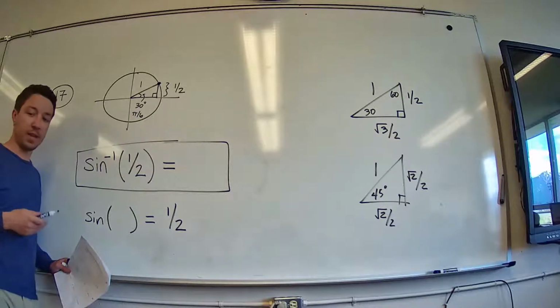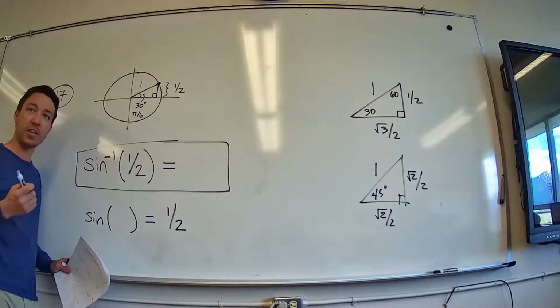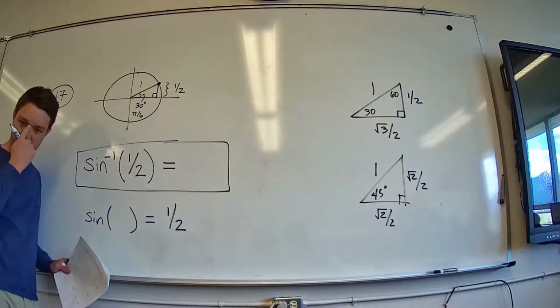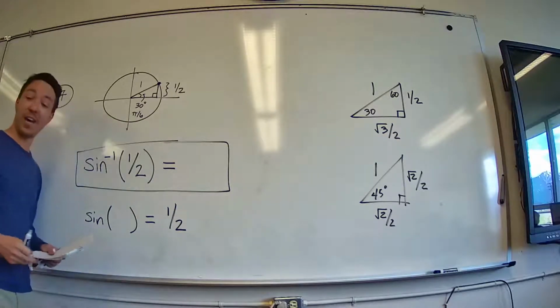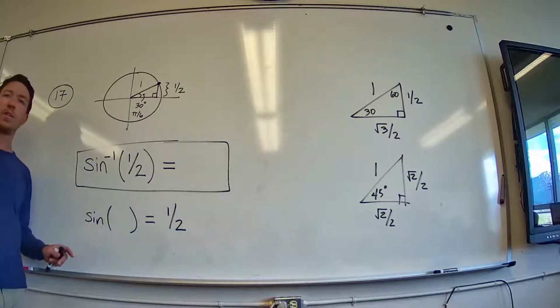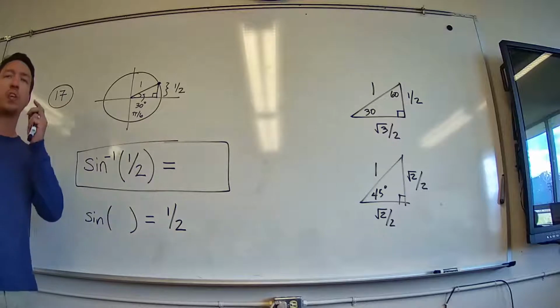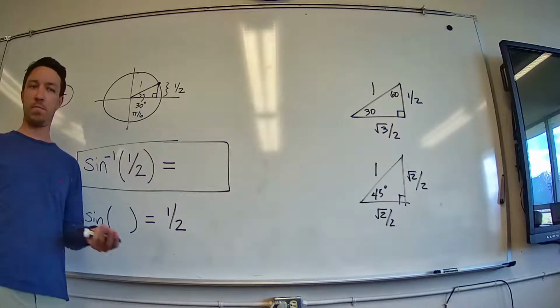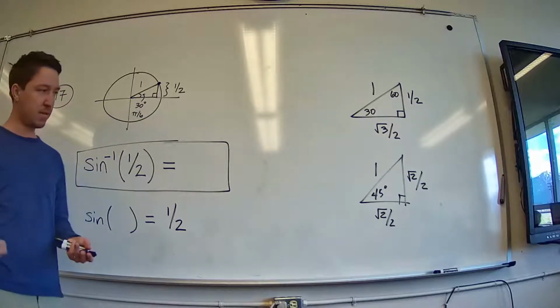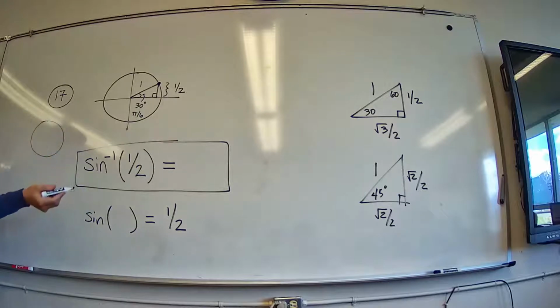Mm-hmm. Now, is anyone going to hit us with Mr. Actually? Well, I asked a question earlier, which was, what angle has a sine of 1/2? And Mr. Actually would say, actually, there's an infinite amount of angles that have a sine of 1/2. Is Mr. Actually correct? He is correct, yes. So you have to address that.